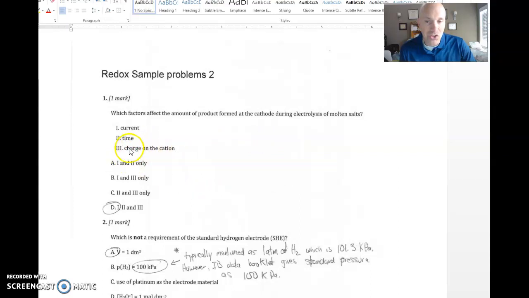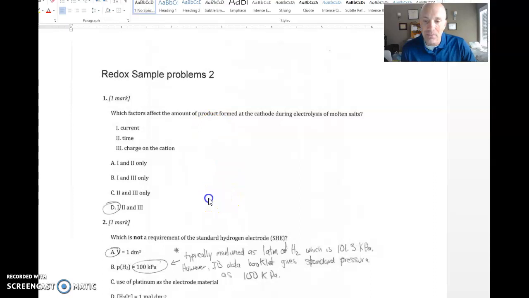As far as charge on the cation, just consider an Na+ ion versus a magnesium 2+ ion. The sodium Na+ only needs 1 electron to get turned into its metal form, whereas the magnesium requires 2 electrons because it's a 2+ ion to get turned into the neutral metal. So you require more electrons if you've got a 2+ charge than for a 1+ charge. The charge on the cation would affect the amount of the product that you could make.